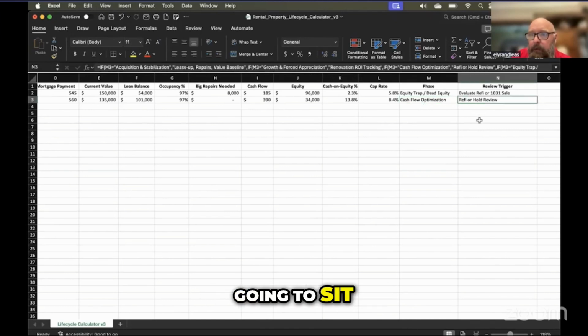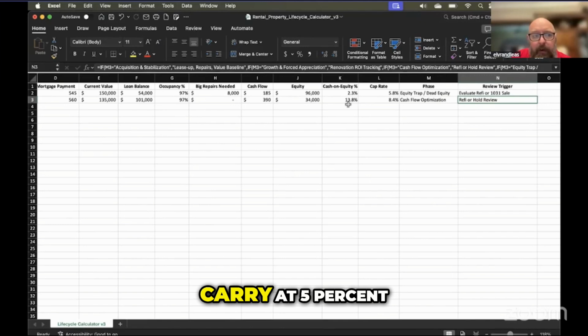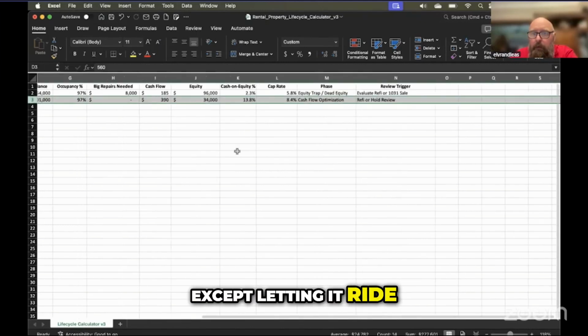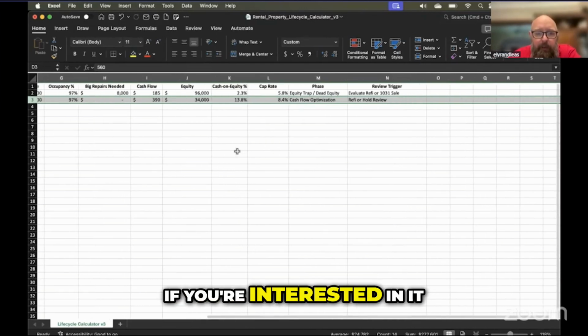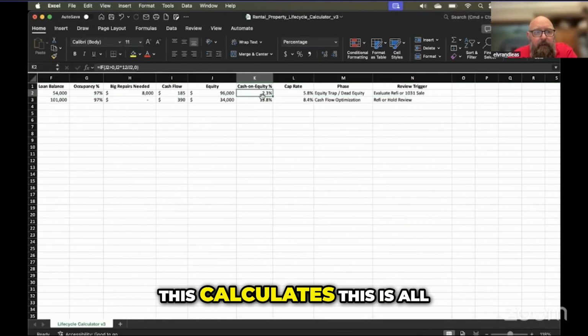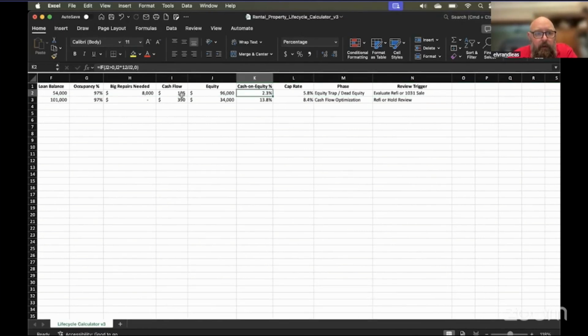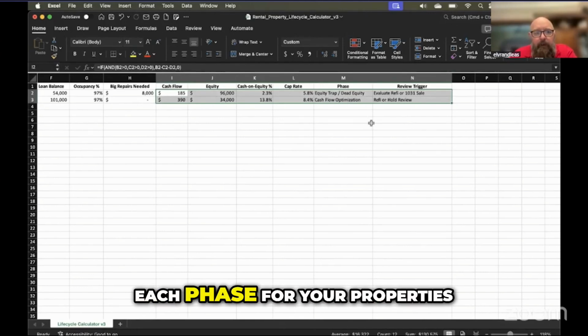So this one we're going to do a hold review or refinance. I'm just hold reviewing this. This is an owner carry at 5%. So I'm not doing anything on this except letting it ride. This is kind of a quick thing that I can make available to everybody if you're interested in it. You can just plug your numbers in and kind of see where you are. From here on, this all is formula driven, so it'll tell you kind of what you're looking at on each phase for your properties.